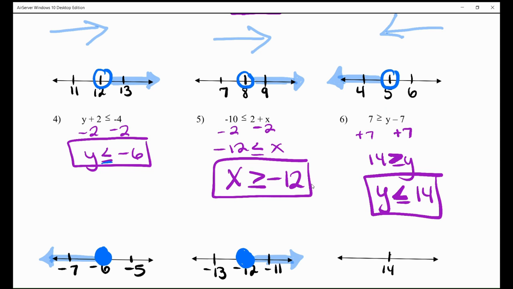Fill out your number line. It's less than or equal to 14, so that means 14 is part of the solution set. And it's all values less than 14, so we're shading to the left.